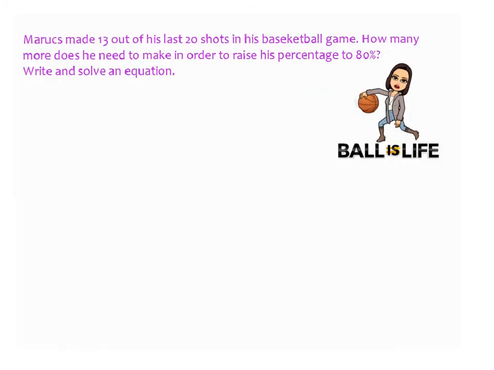This is the last example, and it's a word problem. So Marcus made 13 out of his last 20 shots. So if you think about this, 13 out of 20, and then you use your calculator to find what that percentage is. So I'm going to type it in, 13 divided by 20, and I got 65%. So right now he's sitting at 65%. And he wants to know how many more baskets he needs. So this is a keyword, how many more?